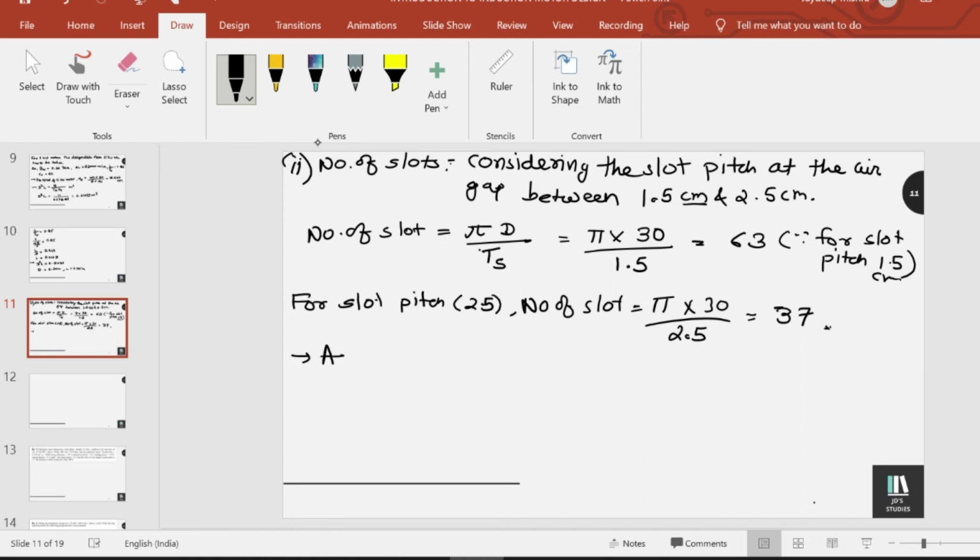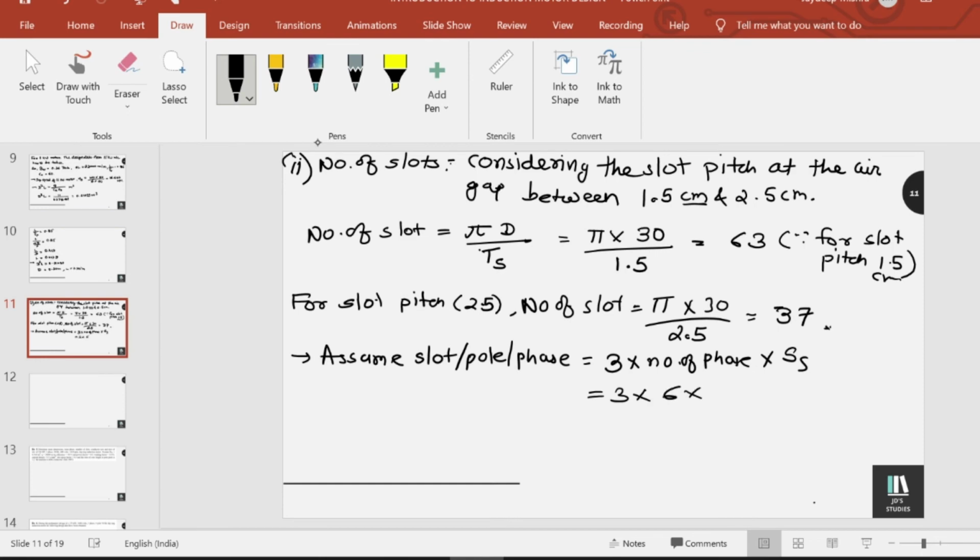So we will assume slot per pole per phase. Slot per pole per phase is equal to 3 into number of phases into number of slots per pole per phase, means SS. So we get 3 into 6 into 3, which is 54 slots.